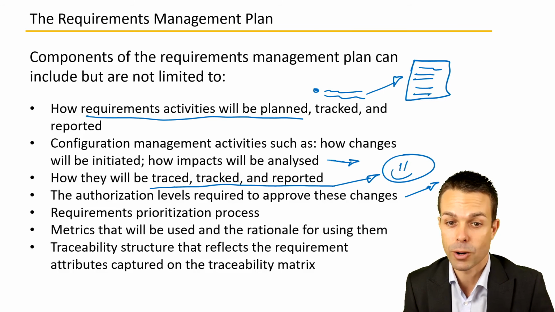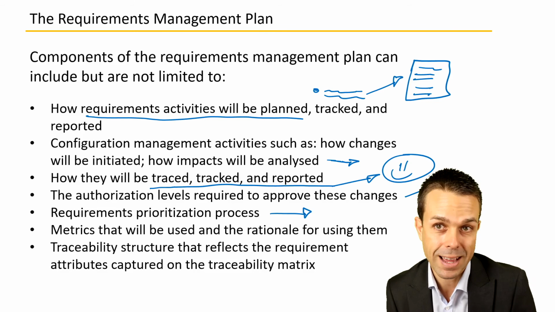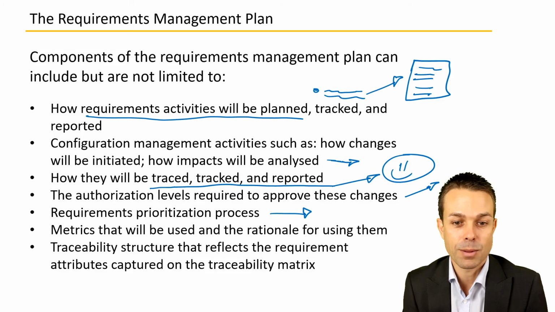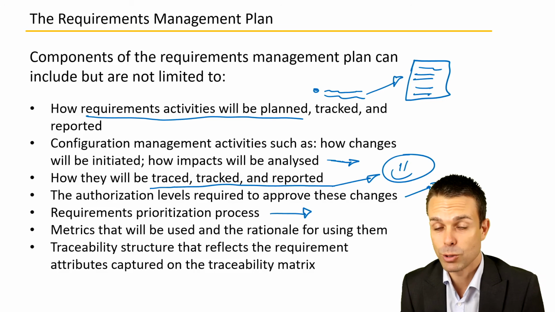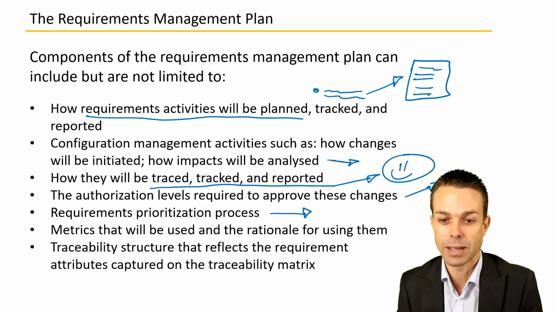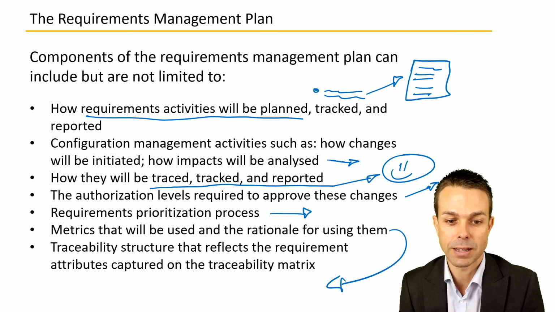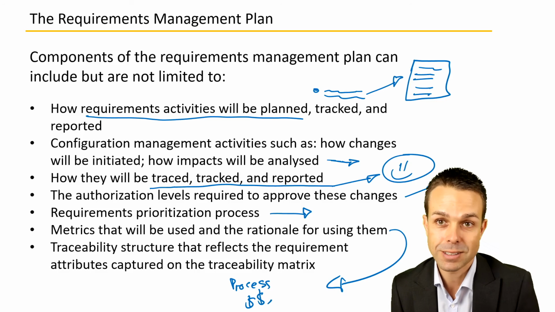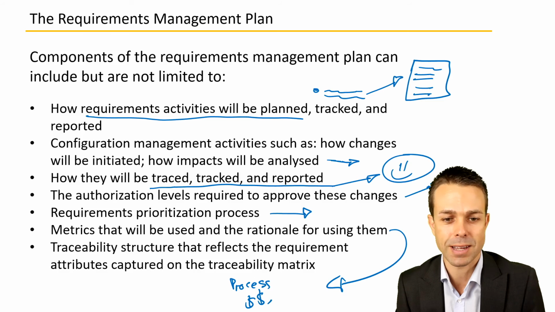So requirements prioritization: how do we prioritize them? Are they based on business value? Who does that? Who decides? And the metrics that will be used for rationale for using them, that can be a handy thing just so that everyone is on the same page. Are we going for speed in a process? Are we going for cost reduction? Whatever that is, it's good to write it down so that everyone is on the same page.